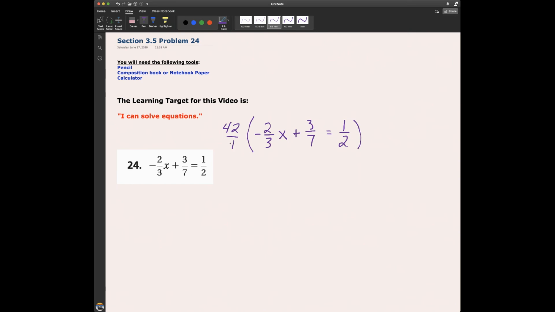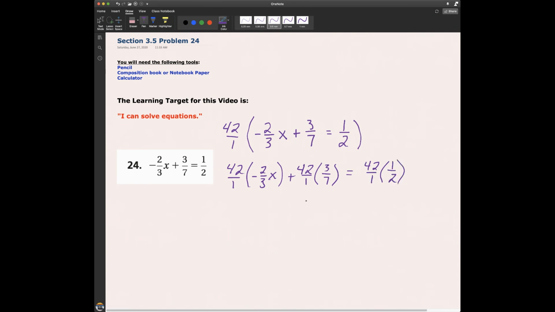All right, so first, 42 over 1. Actually, let me just write this out. 42 over 1 times negative 2/3 x. I'm using the distributive property, plus 42 over 1 times 3/7 equals 42 over 1 times 1/2. All right, and we can do some canceling. 3 goes into 42 14 times. So I can go ahead and write 14 there and 1 there.